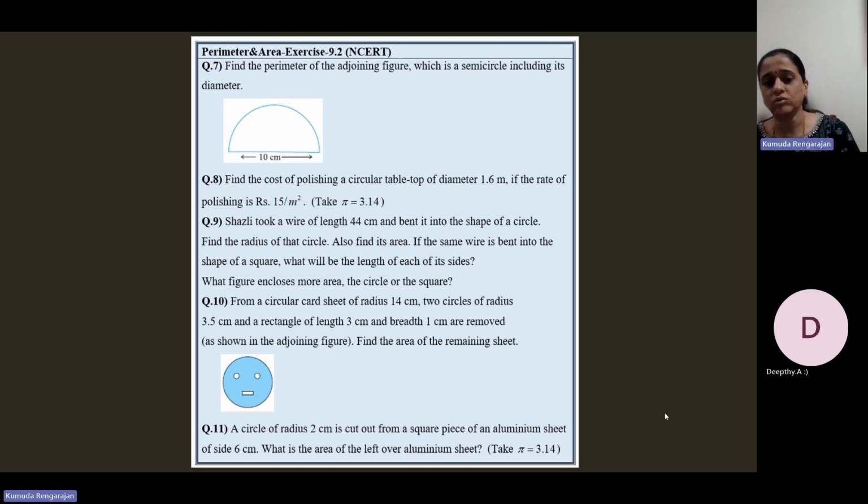Deepthi, you have school tomorrow? Yes, ma'am. Half a day... no, ma'am, full day. Ma'am, I don't think I'll be going tomorrow, but I'm going out, so I'll return at like 6 in the evening. Oh, then, okay.